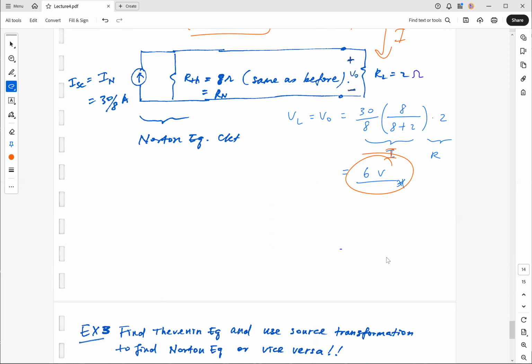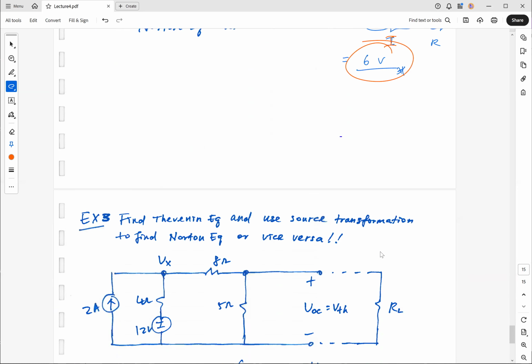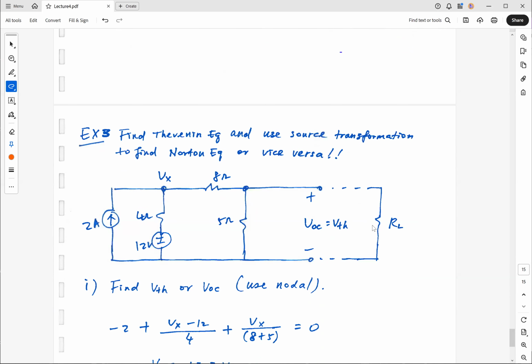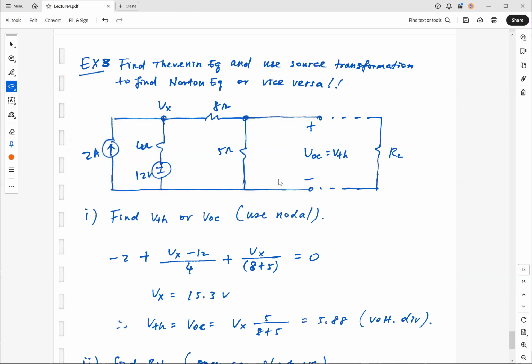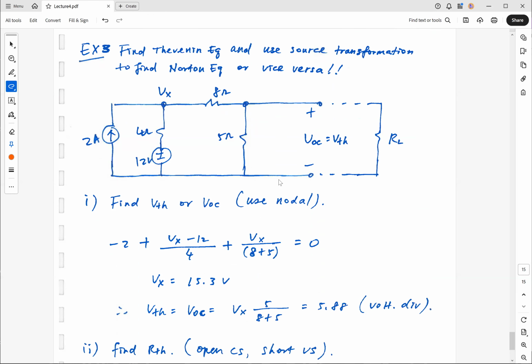Okay, so we'll do one more example just to wrap up. Last example: find Thevenin equivalent circuits and use source transformation to find Norton. Or vice versa, right? If you feel more comfortable finding the Norton equivalent circuit, you can do the source transformation on that to get to the Thevenin. But in this case, I'm going from Thevenin to Norton.